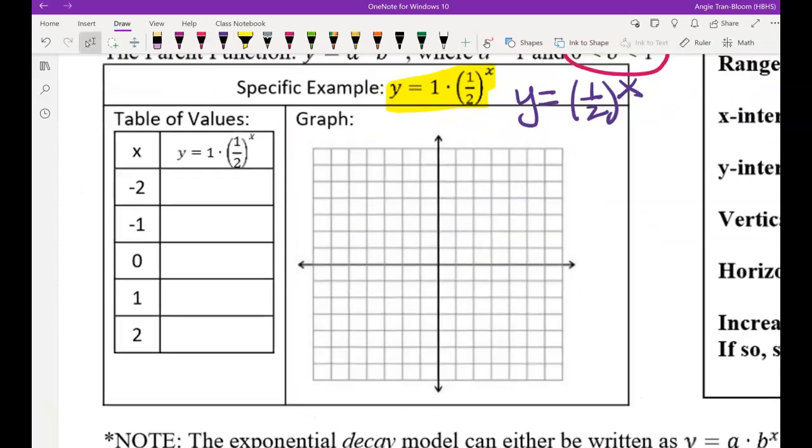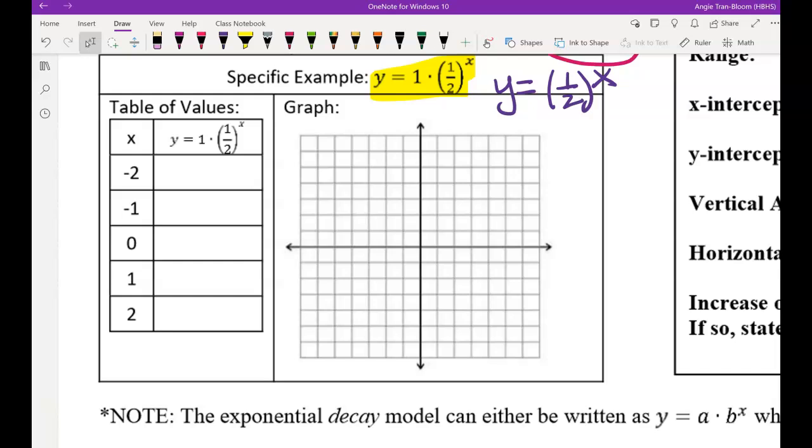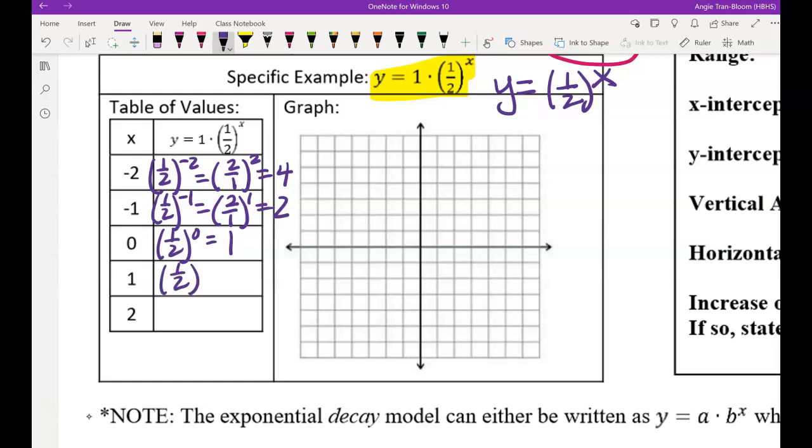So let's plug in some values. Similarly, we're picking -2, -1, 0, 1, and 2. When we have 1/2 raised to a -2, that is identical to 2/1 raised to a power of 2, and that's going to give us 4. And then 1/2 raised to a power of -1 is the same thing as 2/1 raised to a power of 1, which is 2. Any number raised to a 0 power is always 1. 1/2 raised to the 1 power is 1/2. And 1/2 raised to the 2nd power is now 1/4. We, again, can't really get a y value that's going to turn out to be 0.